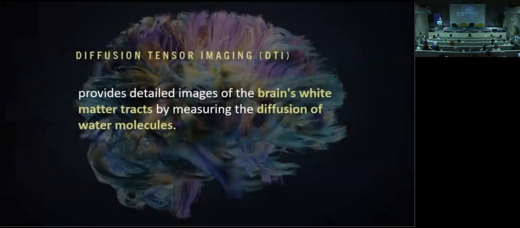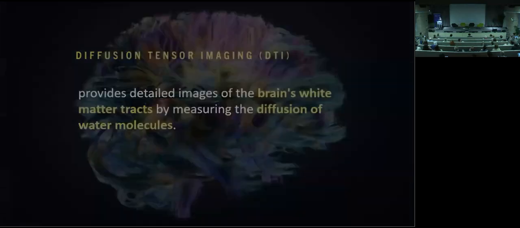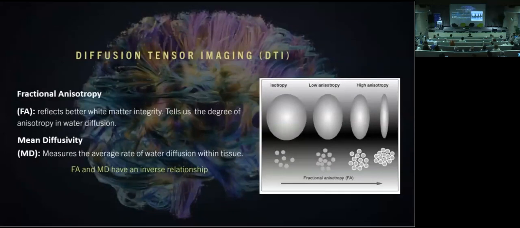This is why we decided to look at DTI. What is DTI? What is this technique? So basically the idea is that we are looking at how healthy are the tracks in the brain that connect different brain areas. This is made of white matter, okay? And what we measure is the diffusion of water molecules.